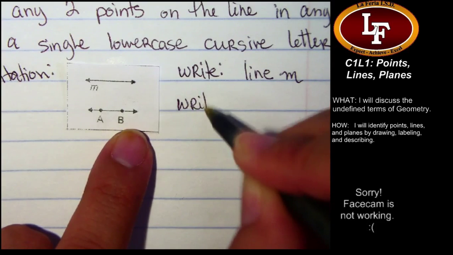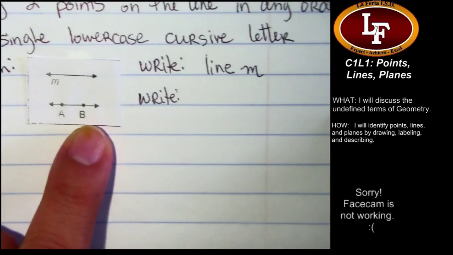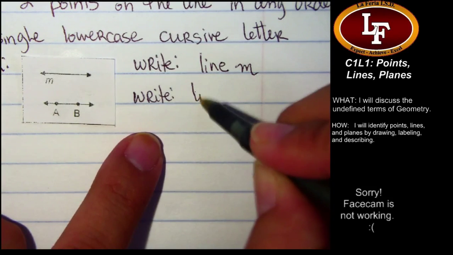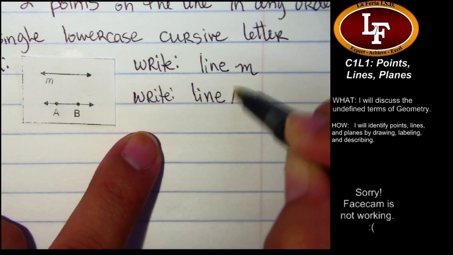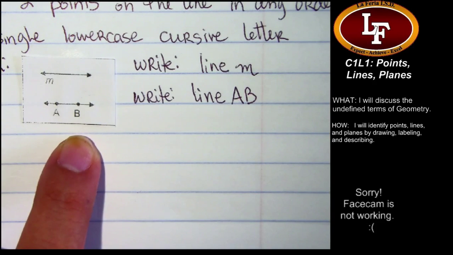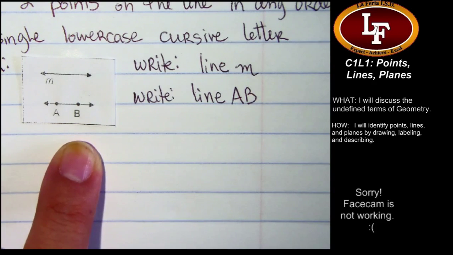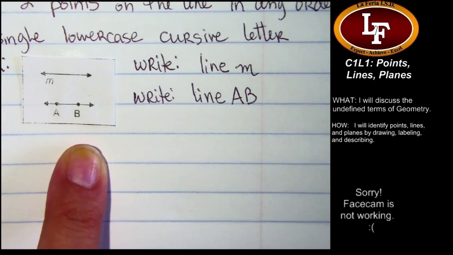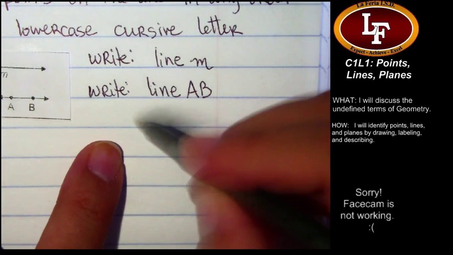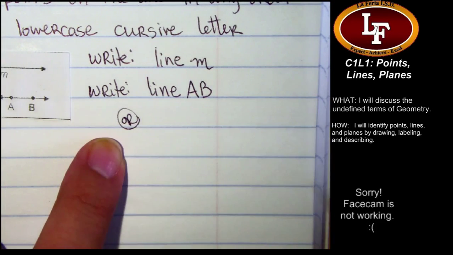Let's look at this bottom line. If we were to write the name of this bottom line, we can write line AB. But remember that A and B are points. And since we're using points to name the line, we have to write the name of the points the way points are required to be written, capital and print. But this isn't the only way to write the name of this line.